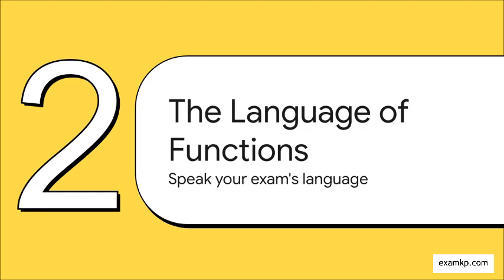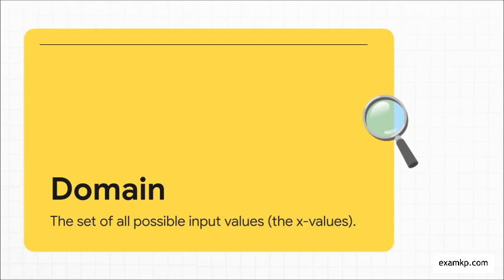Okay, so now that we've got the main rule down, we've got to learn to speak the language, right? Your examiners use specific words, and knowing what they mean is half the battle. First up is the word domain. Don't let it scare you. It's just the official fancy name for all the inputs. It's the collection of all the numbers you are allowed to put into the function. Just think of them as your X values.